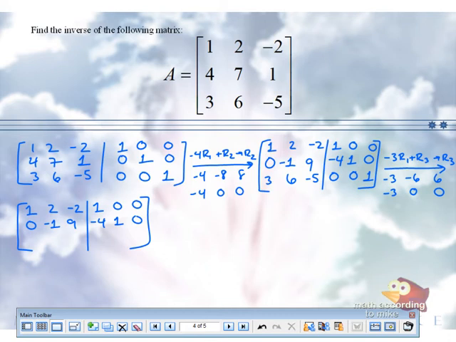Taking those 6 numbers and adding to the corresponding entries in the last row, we get careful, 0, 0, more careful, -5 plus 6, 1. Then keep going.